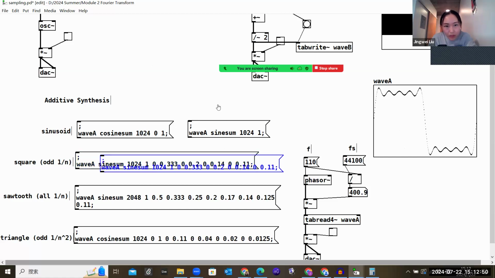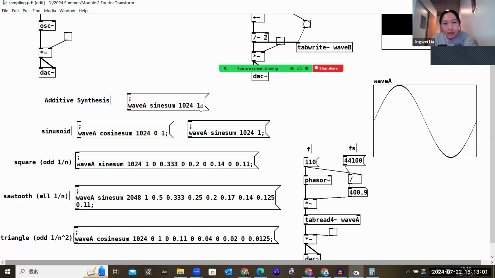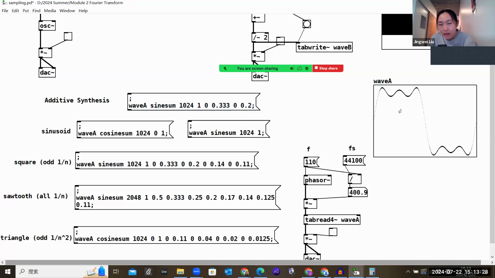So let me delete everything here, leaving only the first harmonic. This is a pure sine wave. Now, let me add the third harmonic, which is 1/3. When I add the 2 harmonics, you can see how the wave changes. I'm adding the first and the third harmonic here. And now let me add the fifth harmonic, 0.2. And this is what I get.